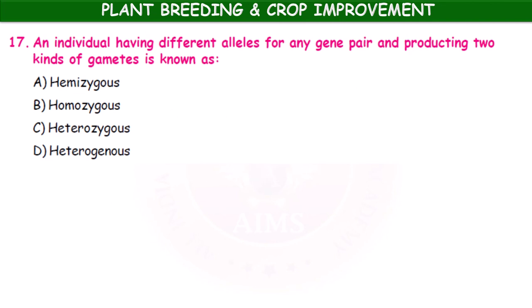An individual having different alleles for any gene pair, and producing two kinds of gametes, is known as hemizygous, homozygous, heterozygous, heterogeneous. What is the term indicating this? It is heterozygous.